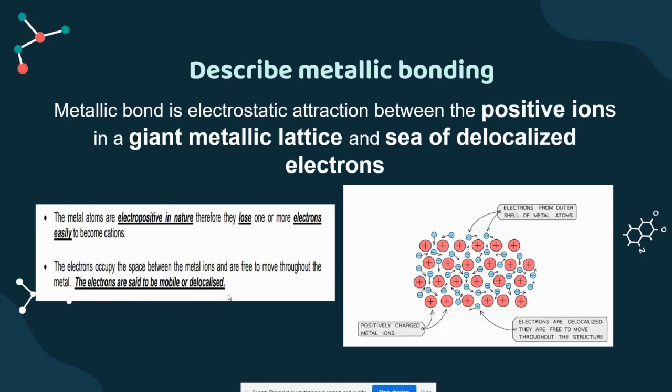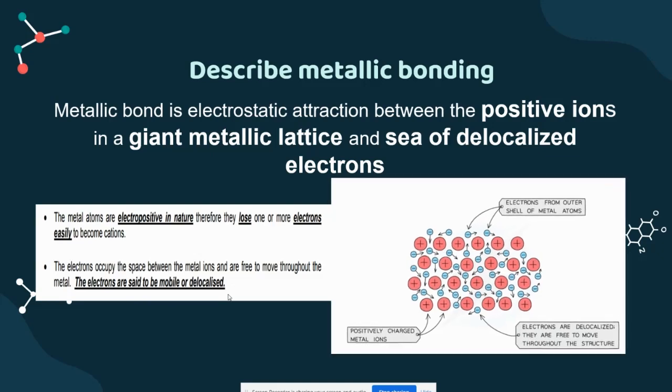Here you could see a lot of words are bold and maybe the font size is bigger. Basically, they are the keywords which our examiner is expecting from you, such as electrostatic attraction, positive ions, giant metallic lattice, and sea of delocalized electrons. Positive ions: the metal atoms are electropositive in nature, therefore, they lose one or more electrons to become cations. If we talk about the sea of delocalized electrons, this means the electrons occupy the space between the metal ions and are free to move throughout the metal.